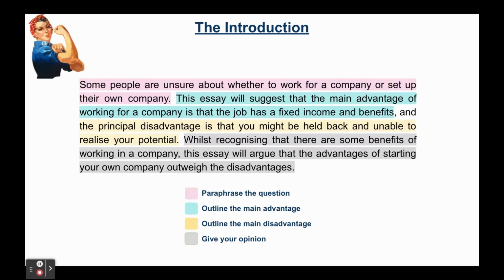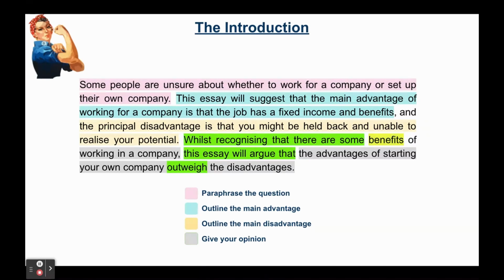Now you can see in the introduction that everything is the same as before, except in grey. Now you can see that we've added our opinion at the end in grey, okay? And a good way to do this, or some words that will help you to do this, you can see highlighted here in green. So these words are very, very useful to help you to express your opinion in the introduction. So make sure to take a note of them.